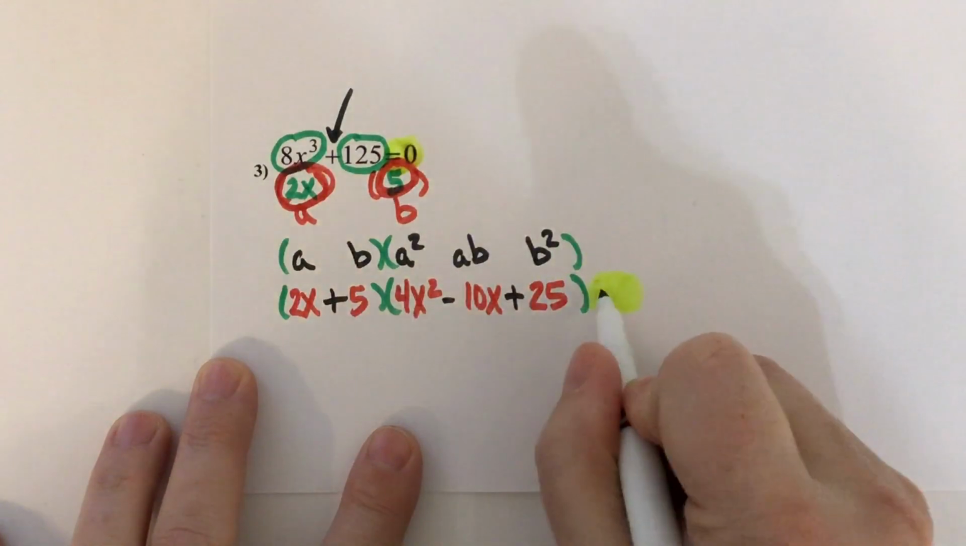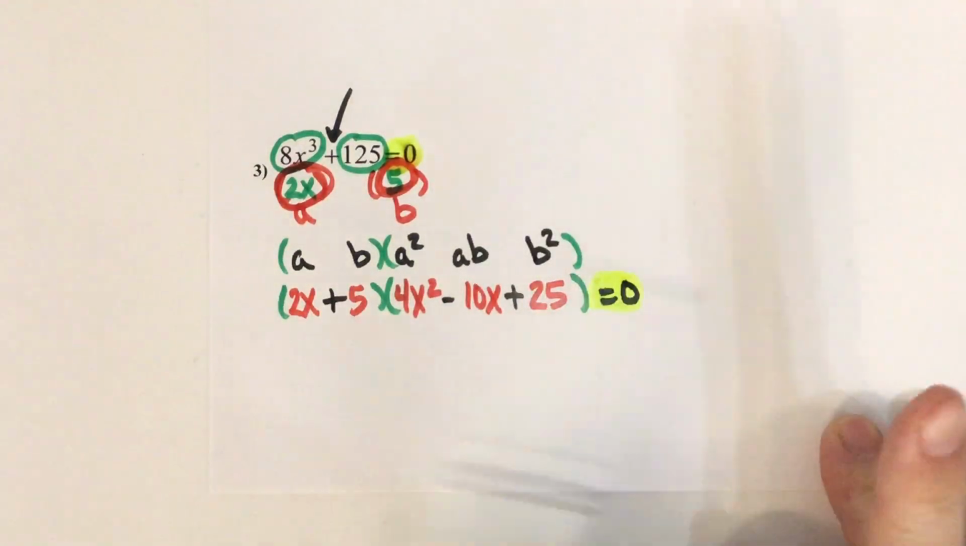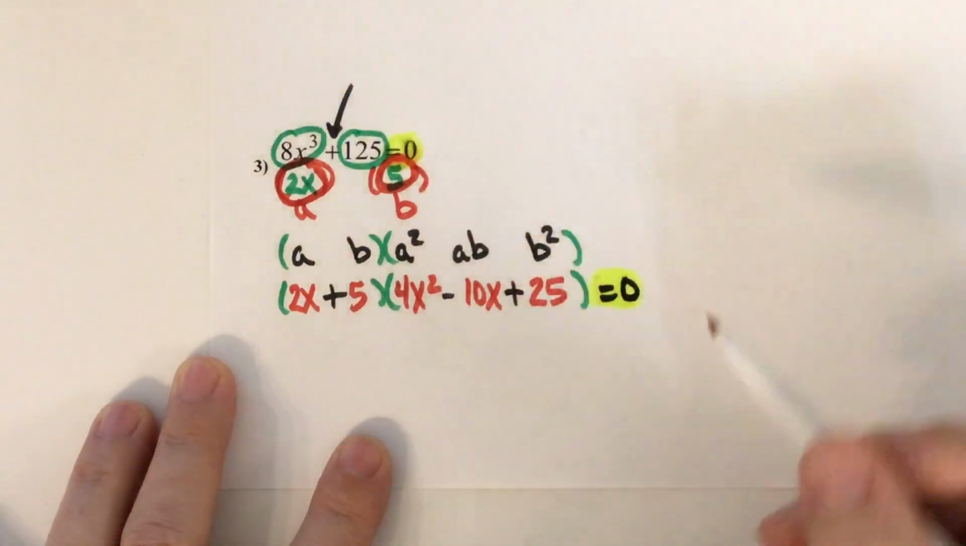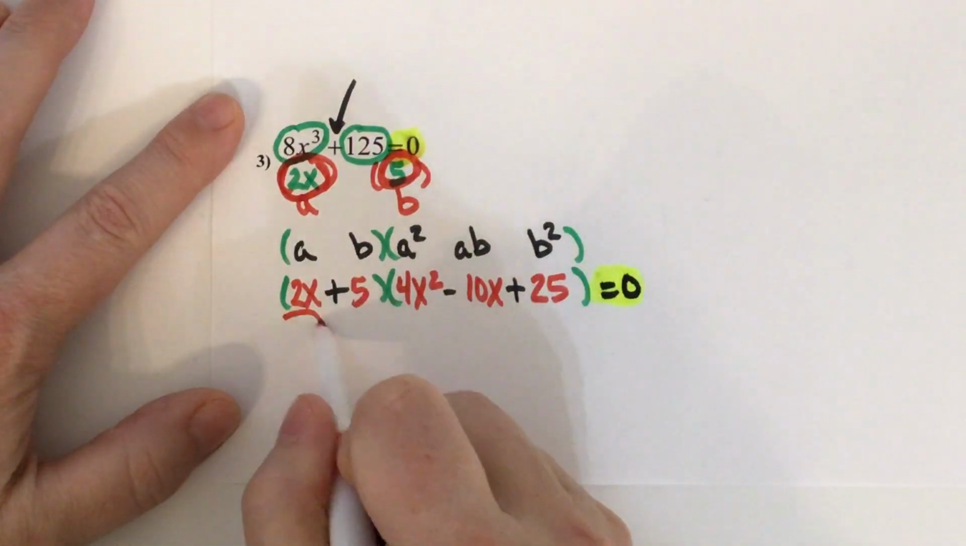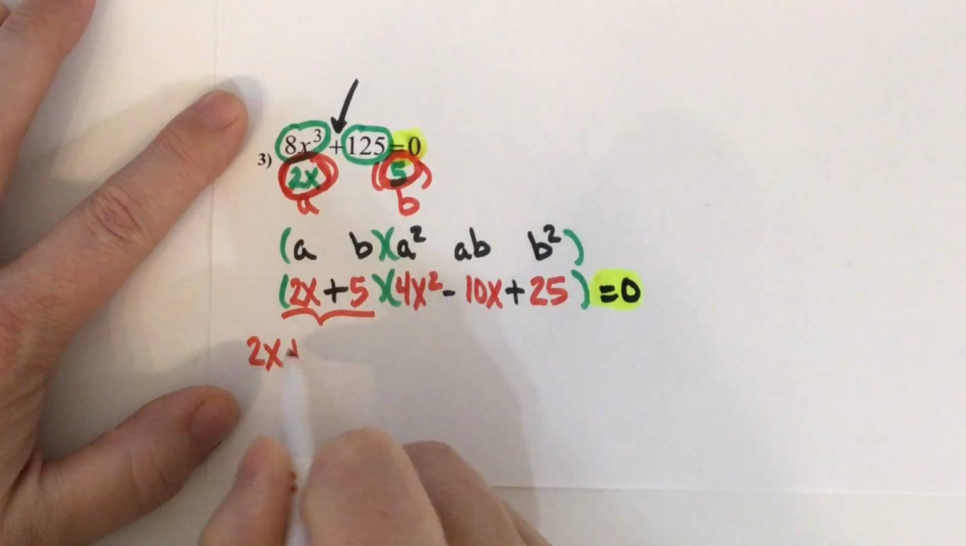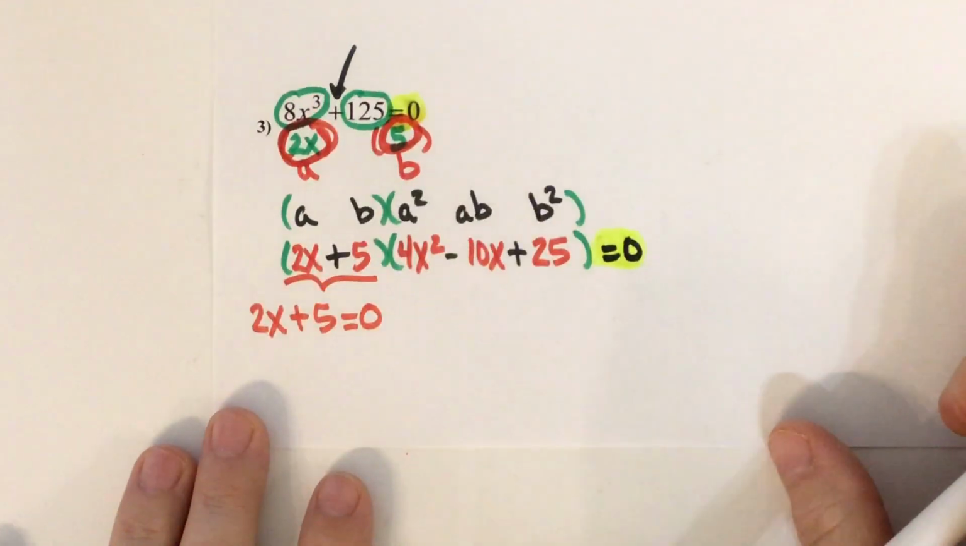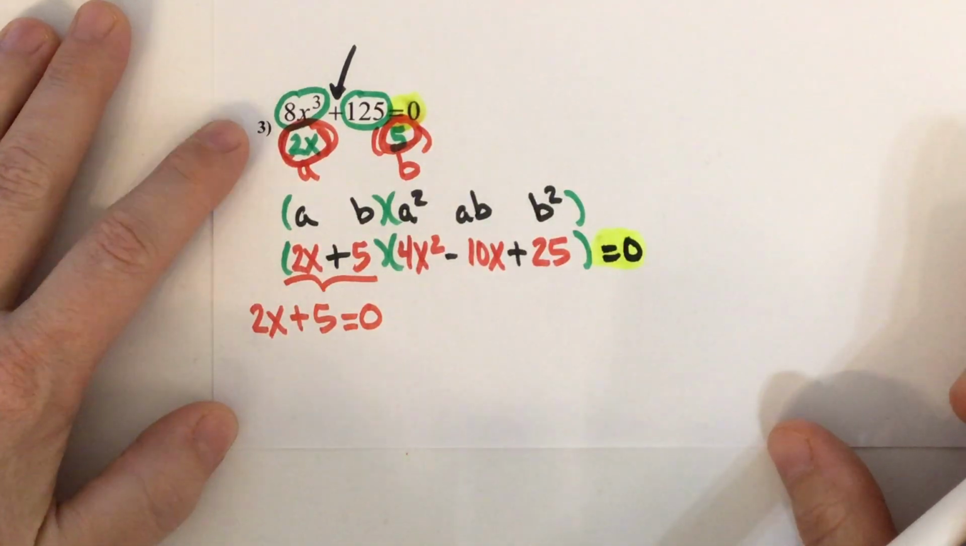So I know I'm going to have 3 answers when I'm done. And that's because the highest exponent is a 3. So I take my first factor and set it equal to 0. And then I'm going to solve this equation. So what would you do to solve this equation?